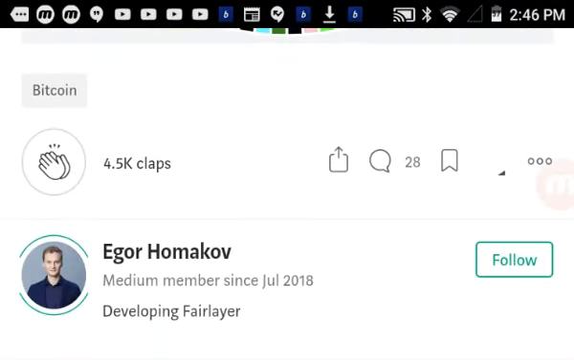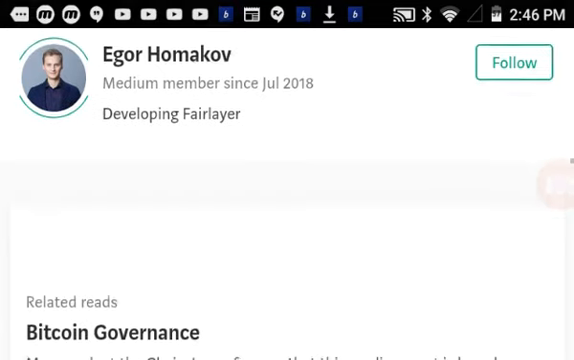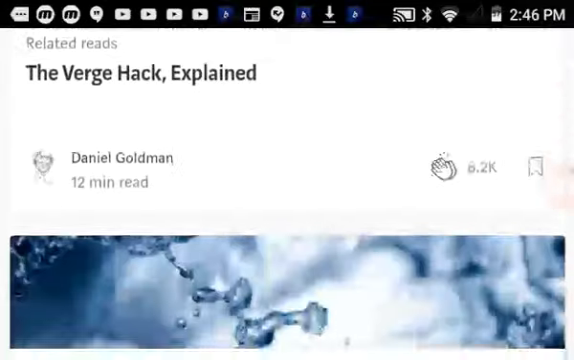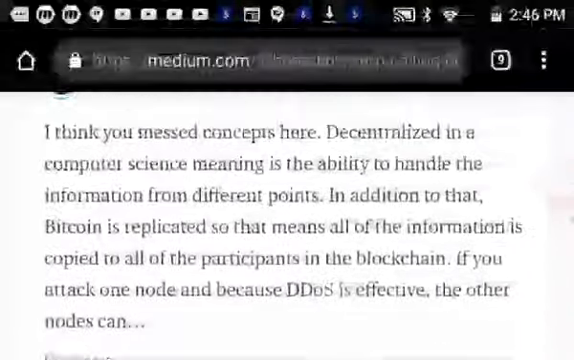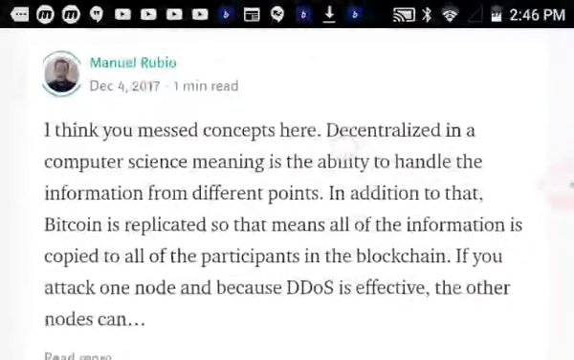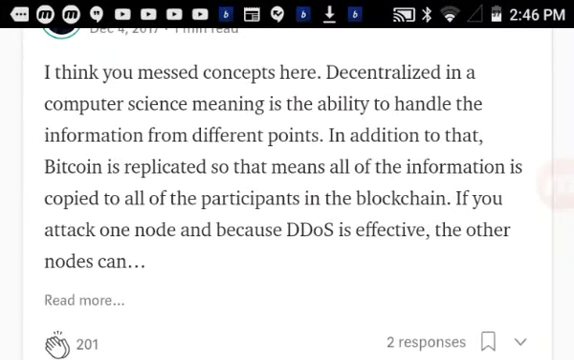And I just want to read a few of these comments because I thought they were important as well. If I can find them here. Okay, this is what a person said about it. He says, I think you missed, I think he meant to say missed concepts here.